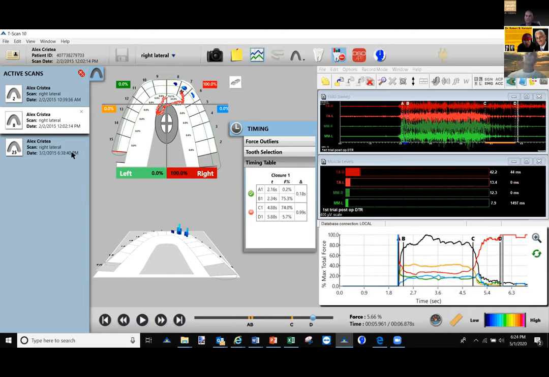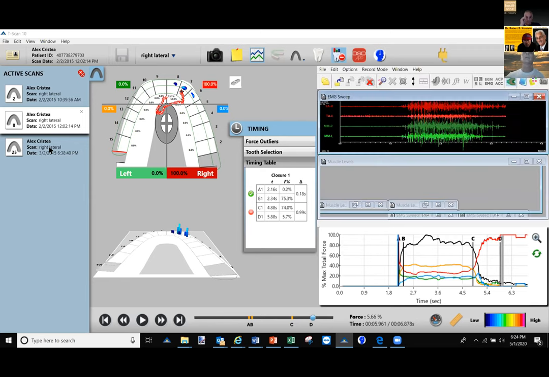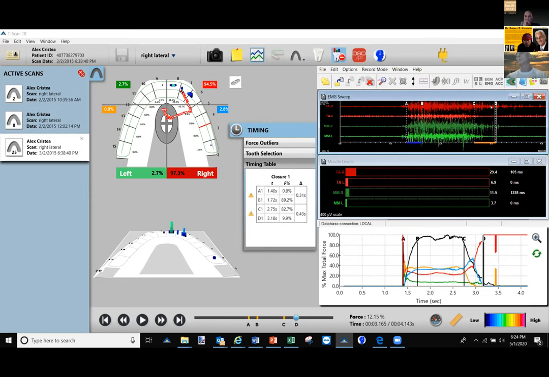Now he comes back a couple more times. Here he is a month later after healing. Now look at the EMGs. Almost no muscle activity. The disclusion time is 0.4. T-scan's telling me it's okay. It's not a red stop sign.